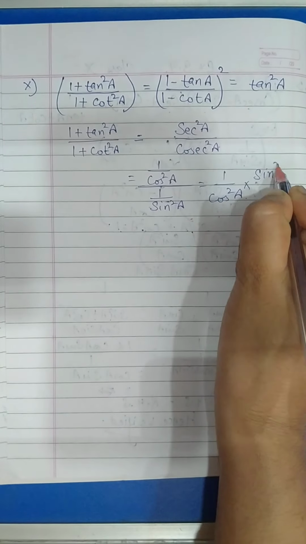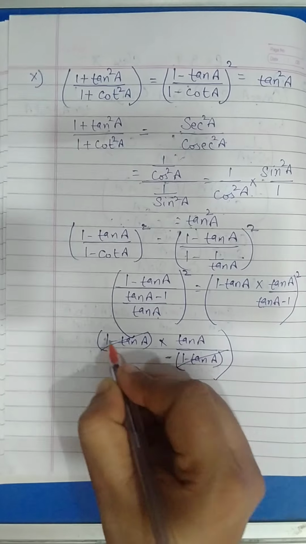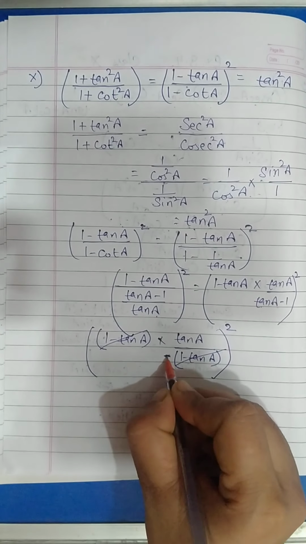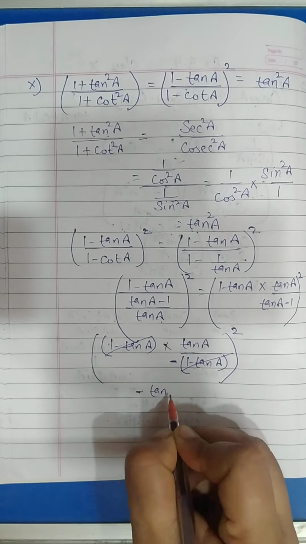Now the first is 1 minus tan A multiply by tan A. We can't cancel tan A minus 1. We have to take negative common, then both the factors will remain same in the square. Now what is left? Minus tan A whole square. Negative square is positive. Then the answer is tan square A. Now we got the first bracket is equal to the third answer and the second bracket is equal to the same tan square A. Hence verified.